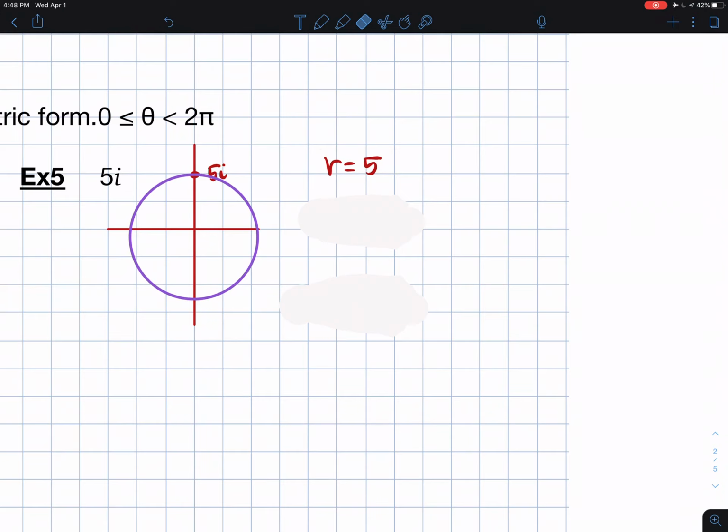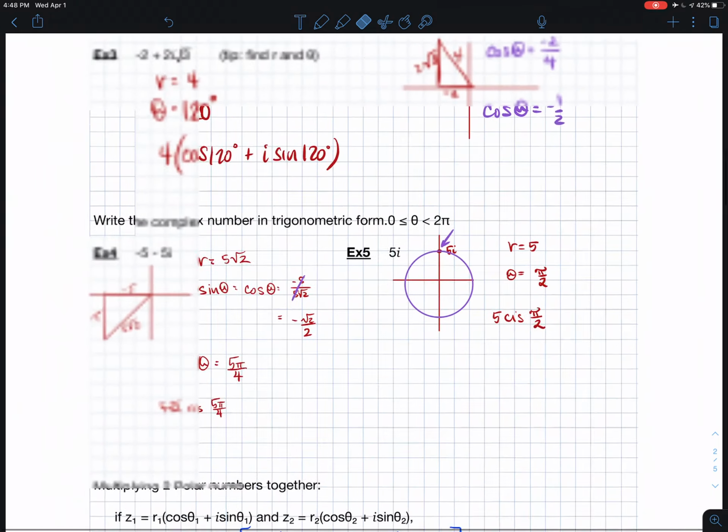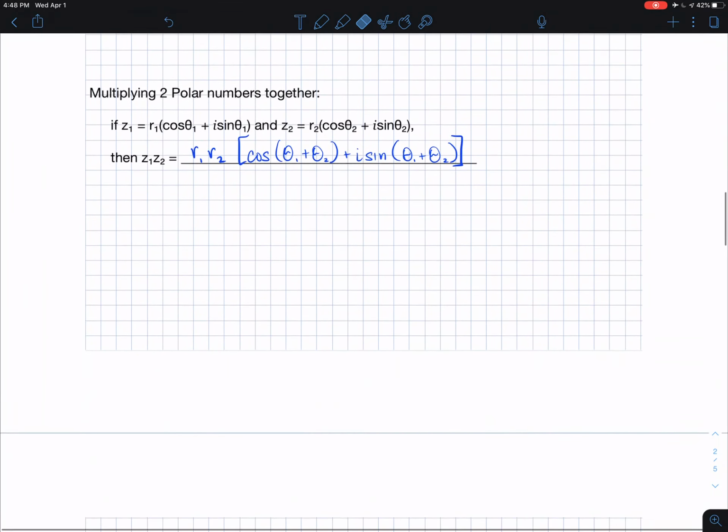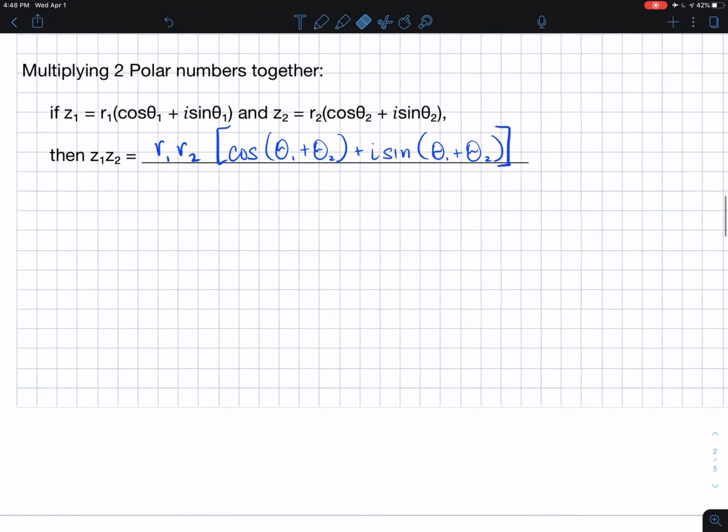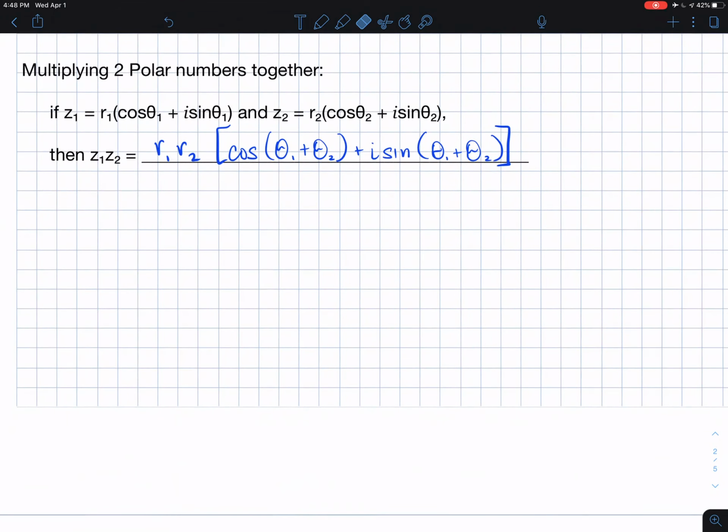What is my theta at this spot? Well, my theta in radians is pi over 2. So then what's my polar form? R cis theta, 5 cis pi over 2. Now, in order to multiply two polar numbers together, I'm going to be using this equation right here.